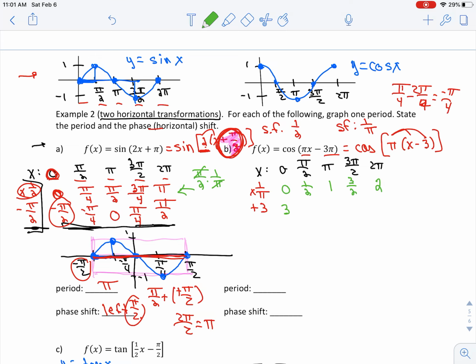So 0 plus 3 is 3. 1/2 plus 3 is 3.5. 1 plus 3 is 4. 1.5 plus 3 is 4.5. And then 2 plus 3 is 5.